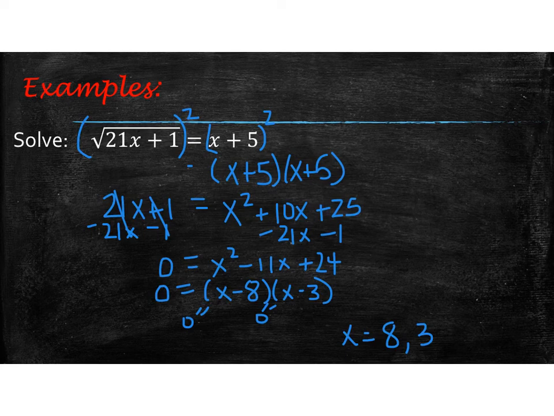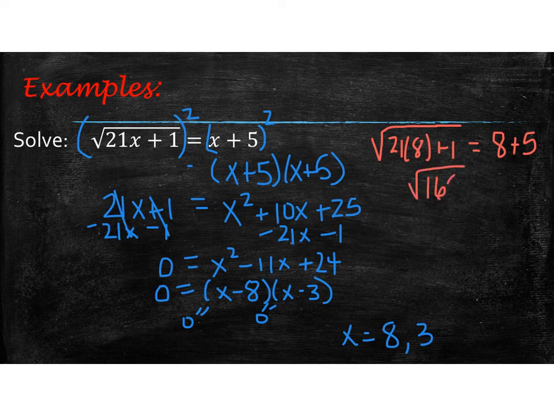So if I plug in an 8, I'll have the square root of 21 times 8 plus 1. And we're going to see if that equals 8 plus 5. 21 times 8 is 168. 168 plus 1 would be the square root of 169. And 8 plus 5 would be 13. And the square root of 169 is, in fact, 13. So that one works.